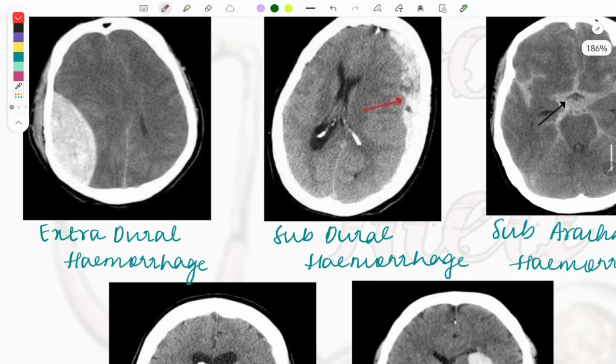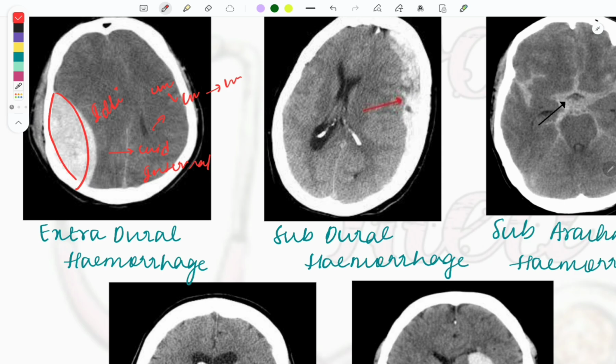This is the image of the extradural hemorrhage. You can appreciate here, this is also called an idli-shaped hemorrhage. Idli shaped, quite easy to understand. Another important thing which can be described is the lucid interval. There will be a history of trauma presenting with a lucid interval. That means the patient will be in an unconscious state, then goes conscious, and again goes unconscious.